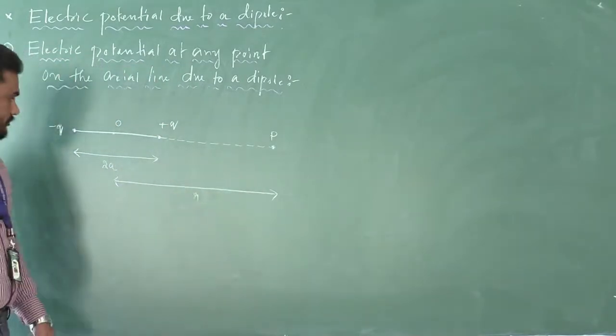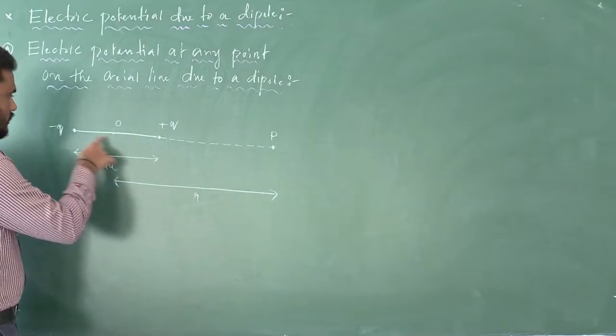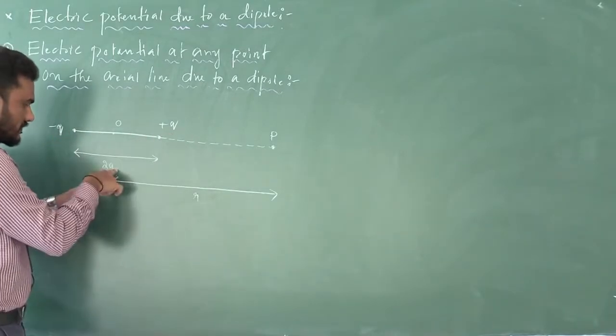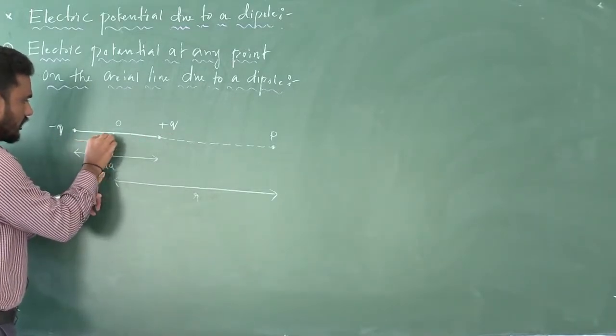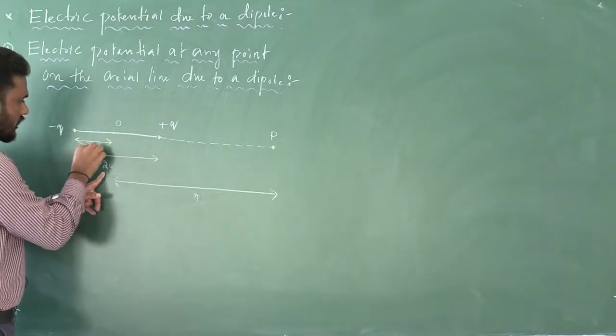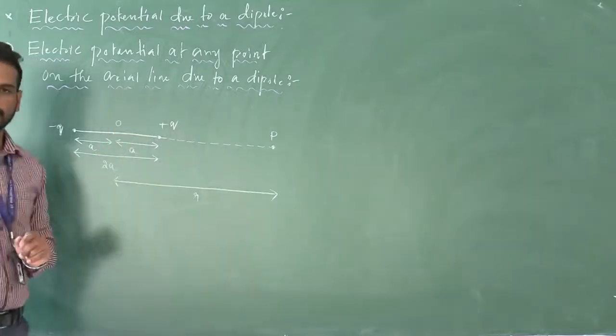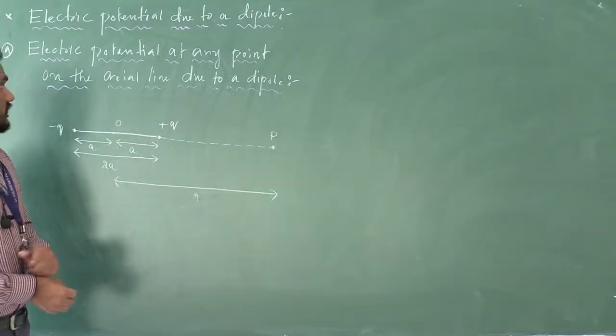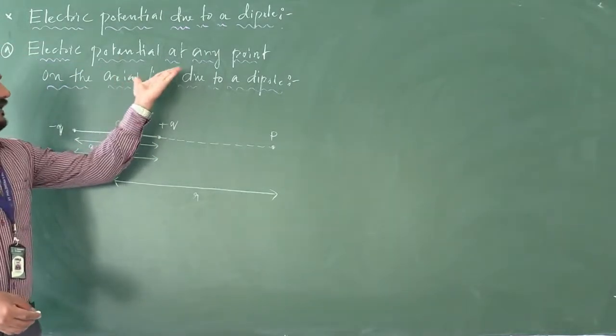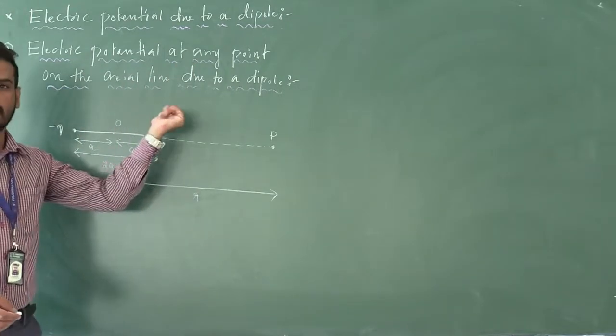Small letter r. The total distance between the negative charge and the positive charge is 2a. From here to here it is a, and from here to here it is a. So this is the actual diagram to understand the electric potential at any point on the axial line due to a dipole.